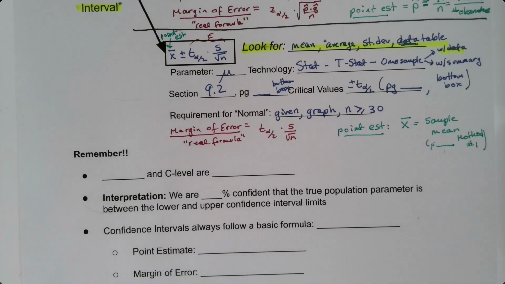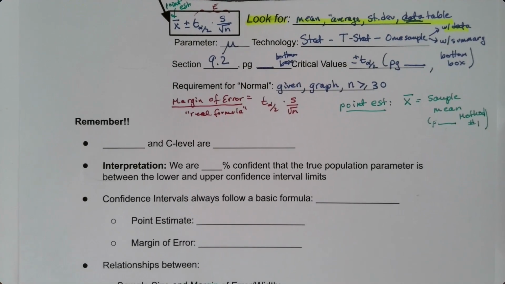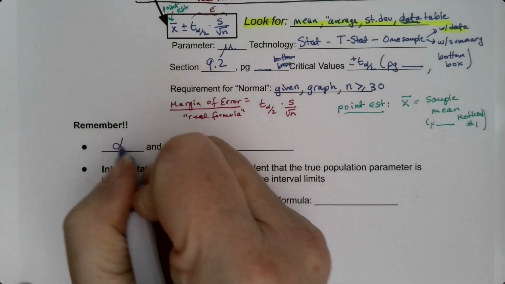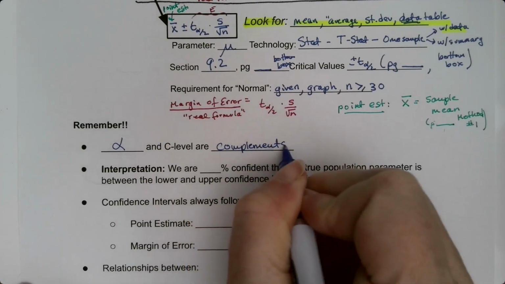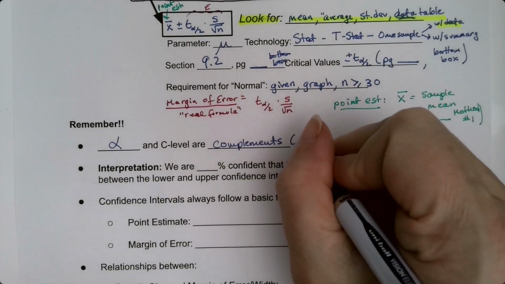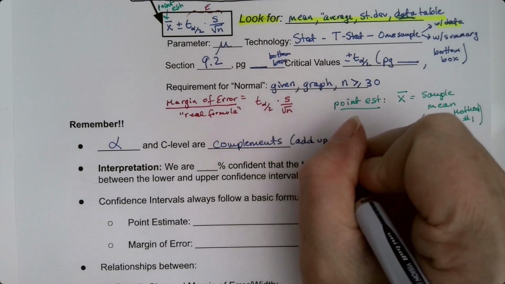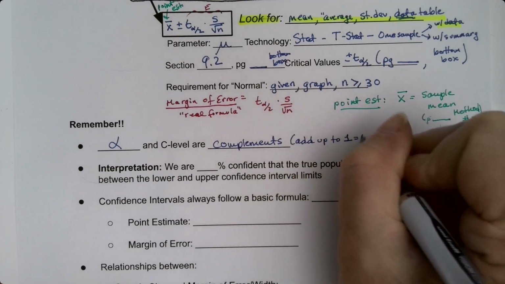Now, what are some other things that we've run into in this chapter that are very important to know? Well, first of all, the alpha and your confidence level are complements of each other. Right? Complements we learned in chapter 5. It means they add up to 1, or 100%, same thing.